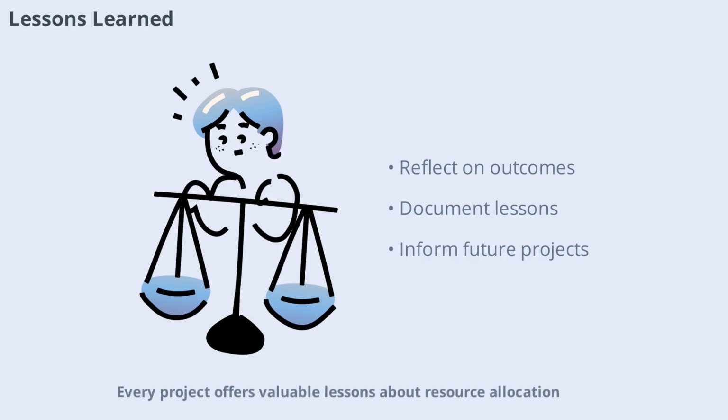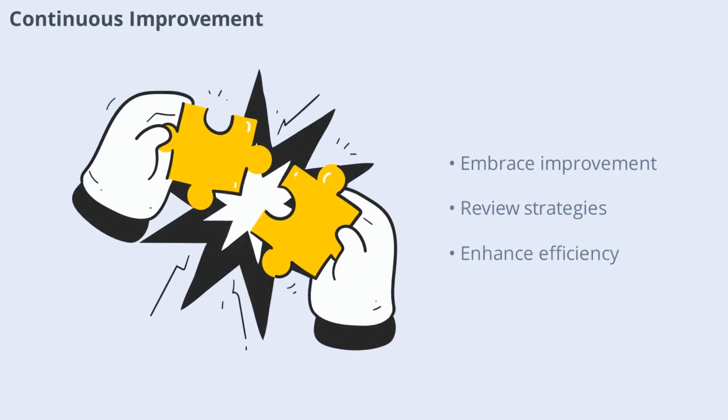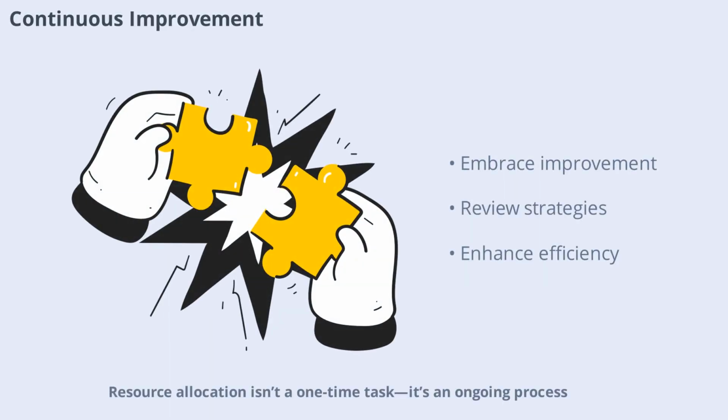Every project offers valuable lessons about resource allocation. Take time at the end of each project to reflect on what went well and what could be improved. Documenting these lessons helps you build a knowledge base that can inform future projects and lead to better outcomes over time. Resource allocation isn't a one-time task, it's an ongoing process.